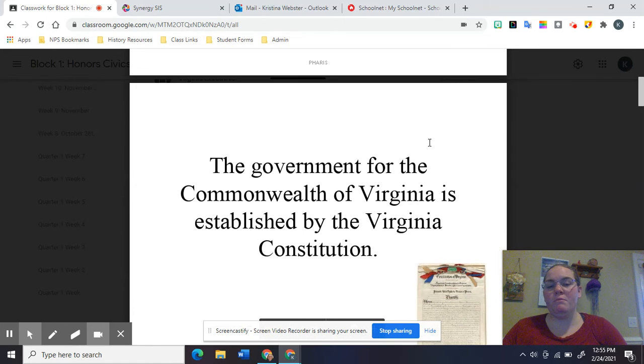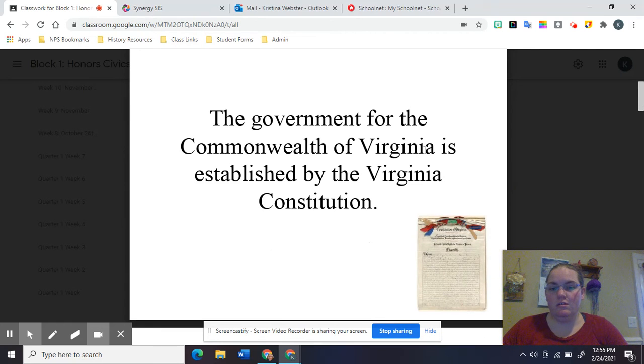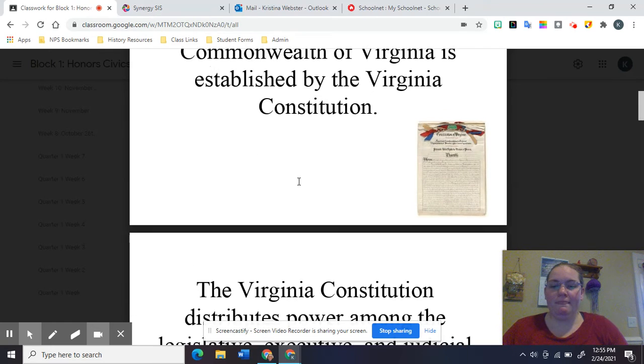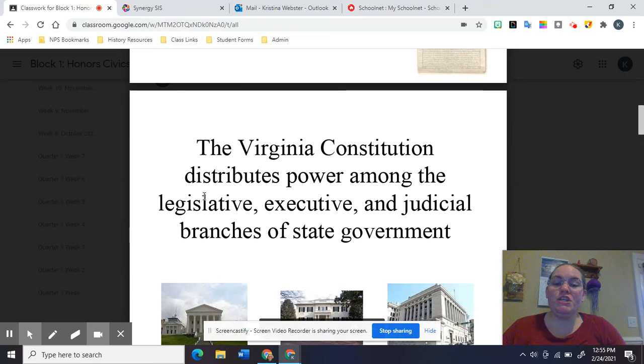The government for the Commonwealth of Virginia is established by the Virginia Constitution. So yes, we are a commonwealth, not technically a state, but a commonwealth and state are basically the same thing. So it doesn't really matter. It's just what level of pretentiousness the state is at. We are very pretentious. The Virginia Constitution distributes power among the legislative, executive, and judicial branches of the state government.